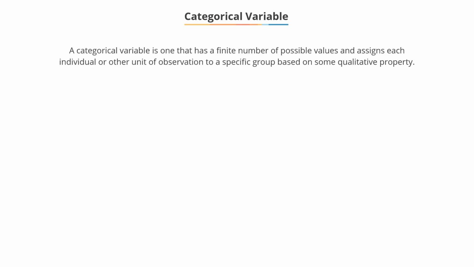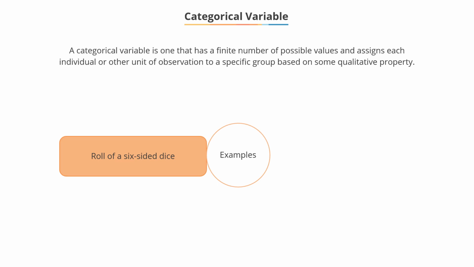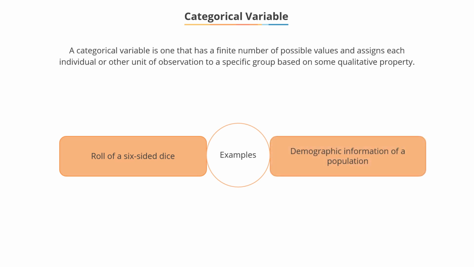Next, let's learn about categorical variables. A categorical variable is a variable that can take a limited and fixed number of possible values, assigning each individual or unit of observation to a particular group based on some qualitative property. For example, consider the roll of a six-sided die with probable outcomes of 1, 2, 3, 4, 5, or 6. Another example can be demographic information about a population, such as gender, age, and status of a disease.